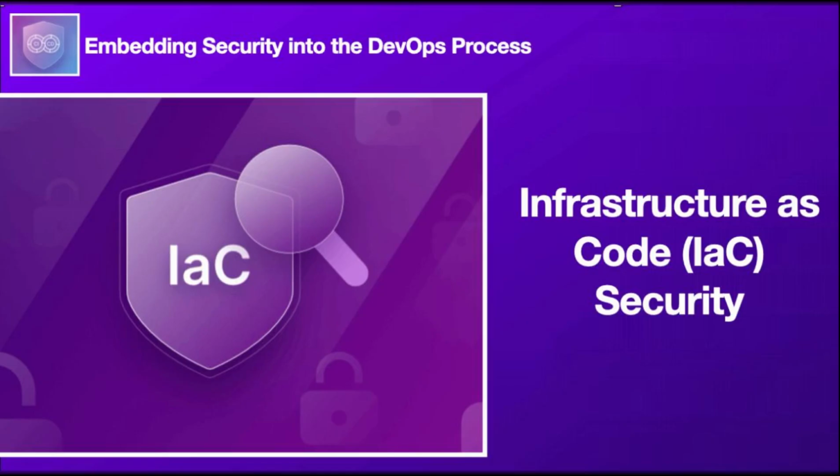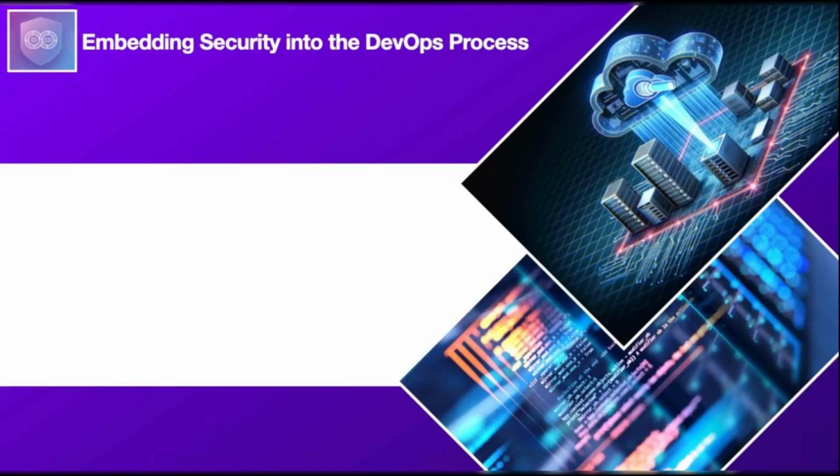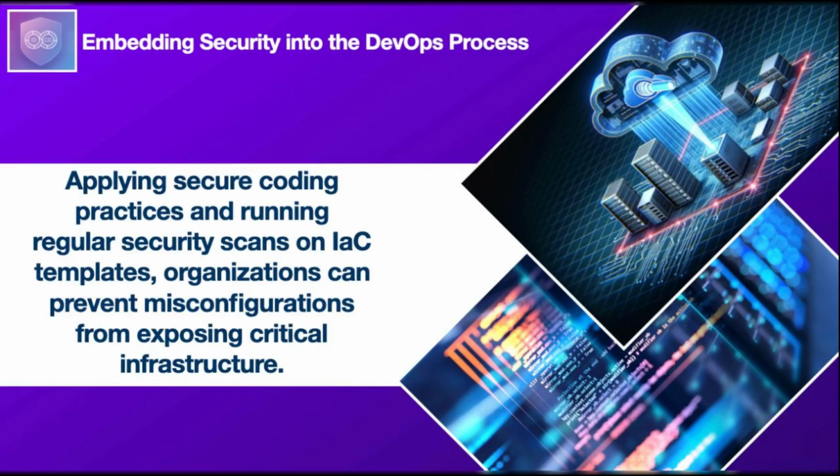Infrastructure as code security. With infrastructure as code, IaC, teams define infrastructure using templates. While this boosts efficiency, IaC can also introduce security issues if misconfigured, such as open ports or weak access controls. By applying secure coding practices and running regular security scans on IaC templates, organizations can prevent misconfigurations from exposing critical infrastructure.